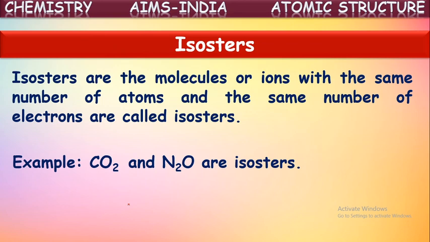And also they have the same number of atoms. If you observe, the carbon dioxide molecule has 3 atoms, one carbon atom and 2 oxygen atoms. And if you observe nitrous oxide, 2 nitrogen atoms and 1 oxygen atom, totally 3 atoms here also. So the number of atoms is the same, and the number of electrons, 22, is also the same. Like this, the molecules or ions which have the same number of electrons as well as the same number of atoms are called isosters. Okay, these are the different relations between the atoms of elements based upon the number of fundamental particles existing in them.